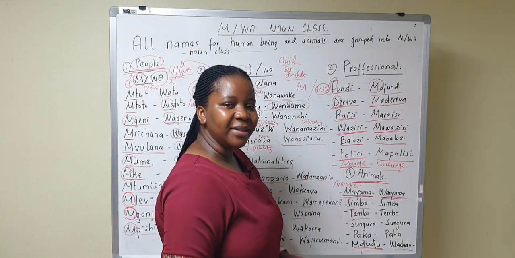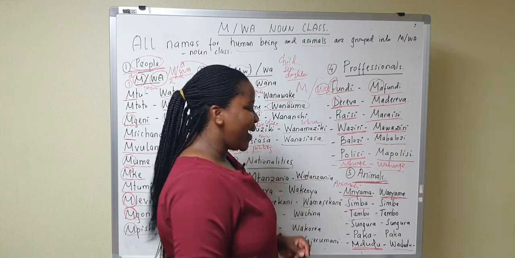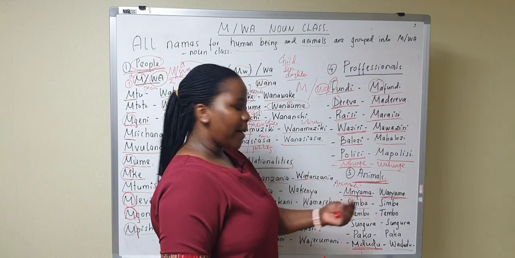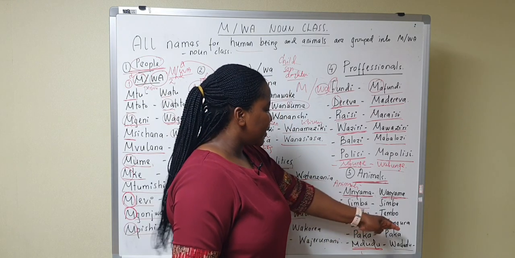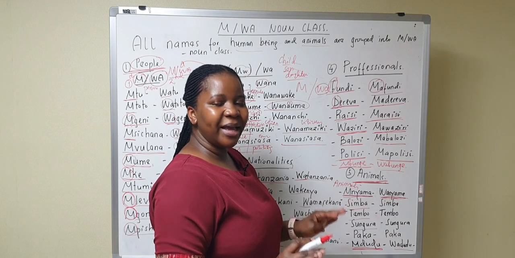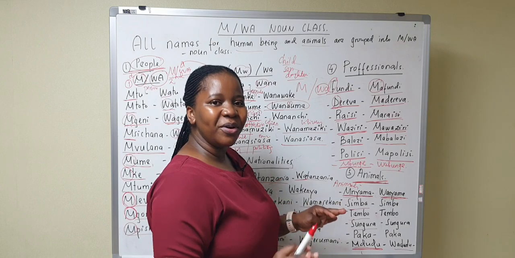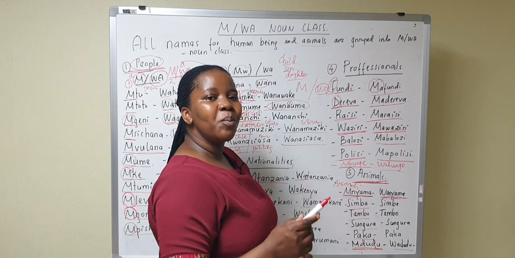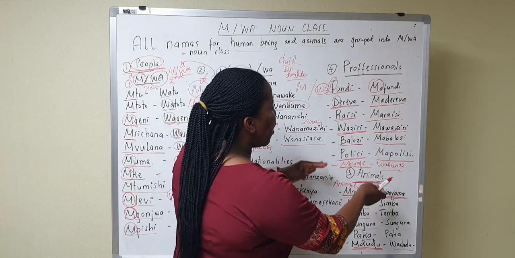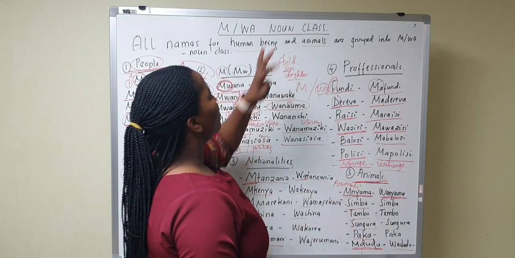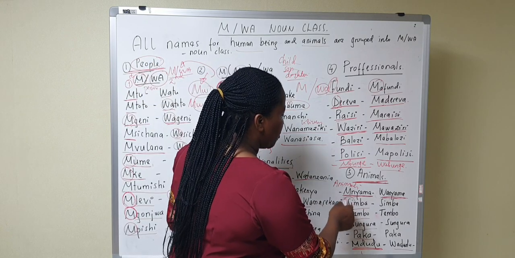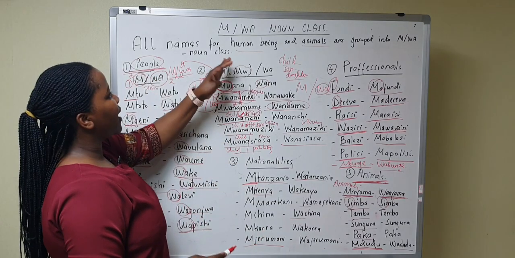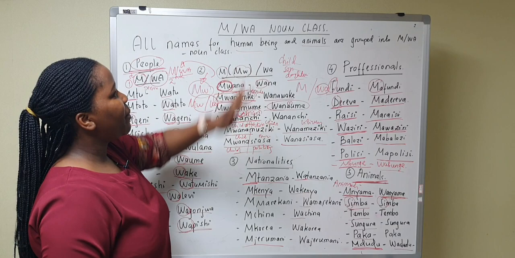Tembo, an elephant. In plural we call them tembo, just the same. Sungura is a rabbit, and in plural we call them sungura. We don't say masungura, just remember sungura. Paka is a cat, and in plural paka. Dog, mbwa, in plural mbwa. So all animal names are grouped into the mwa noun class, even though the prefixes are not m in singular and wa in plural, because this class is the class for people and animals.